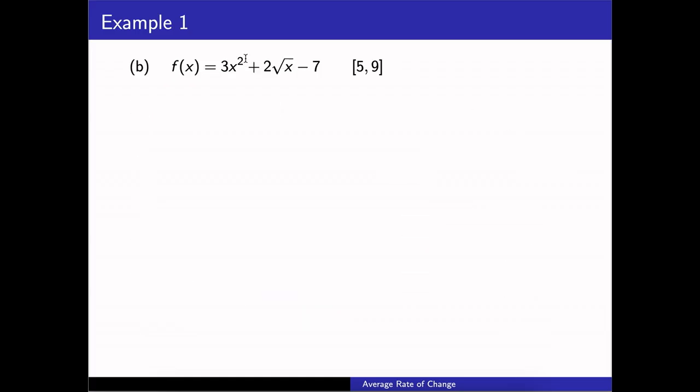For part B, we have f of x equals 3x squared plus 2 times the square root of x, and then minus 7, and we're going to find the average rate of change between 5 and 9.